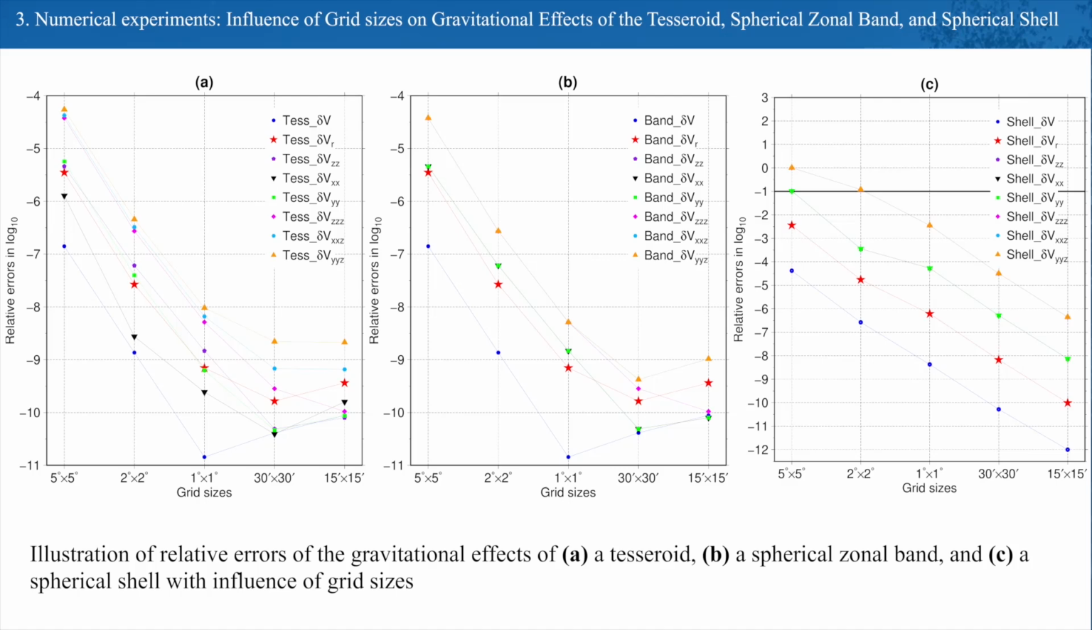Specifically, with the increased grid size of the single tesseroid and a spherical zonal band, the relative errors decrease first and then increase. For the spherical shell, the relative errors of all gravitational components decreased with the increased grid size.